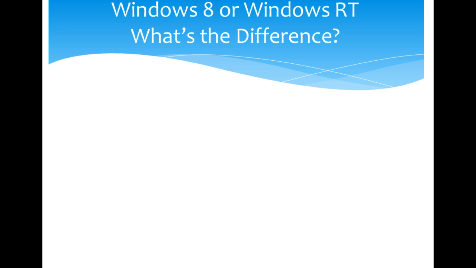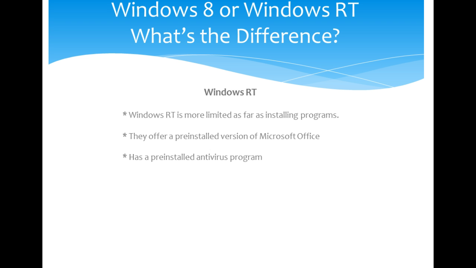I've had some people ask me, what's the difference between Windows 8 and Windows RT? From what I researched, there's two main differences. Windows RT is more limited as far as installing programs. If you have a certain game or software that you would like to install, Windows RT does not allow that. You have to use their App Store, and that's pretty much all that it offers.